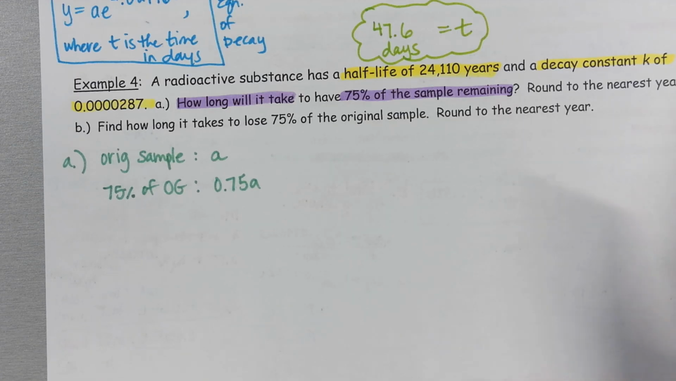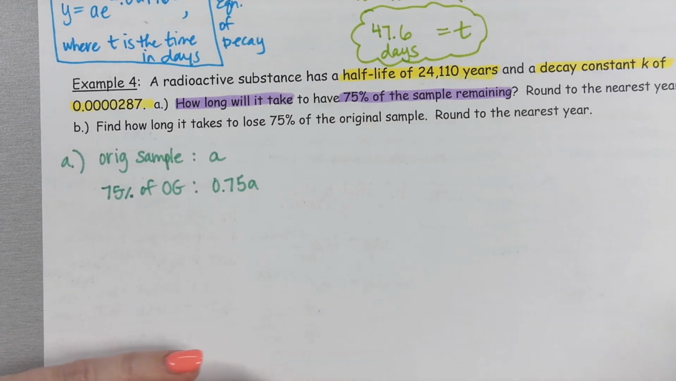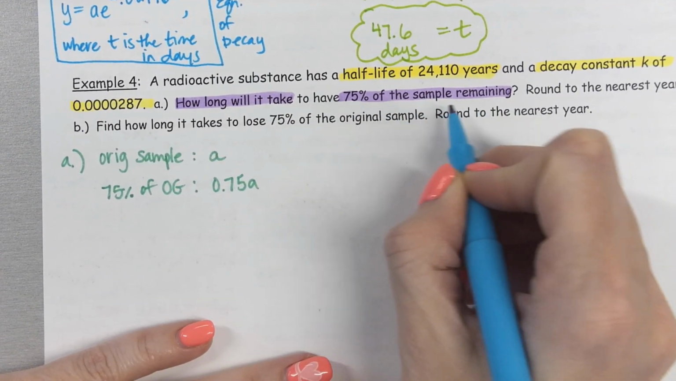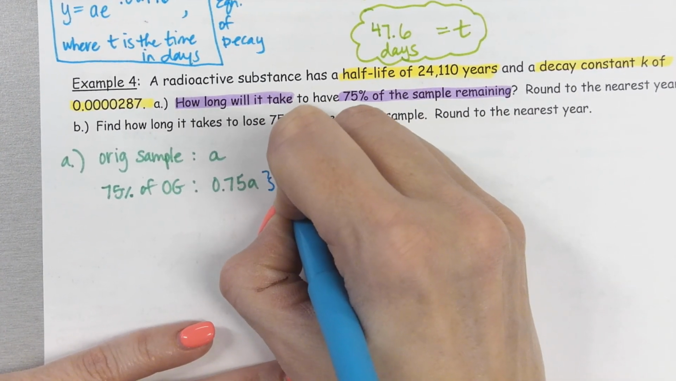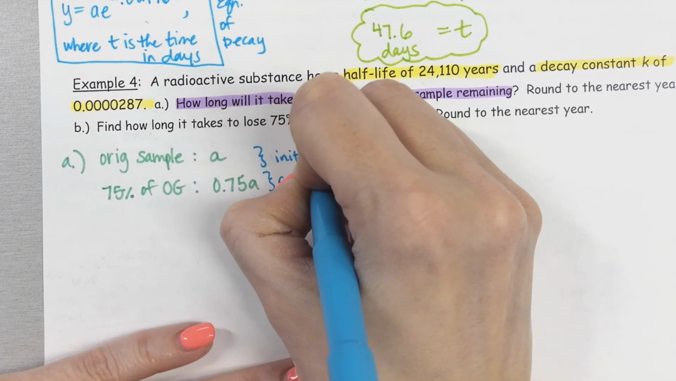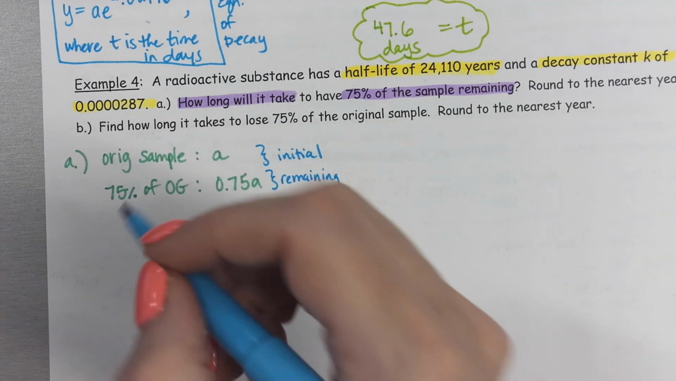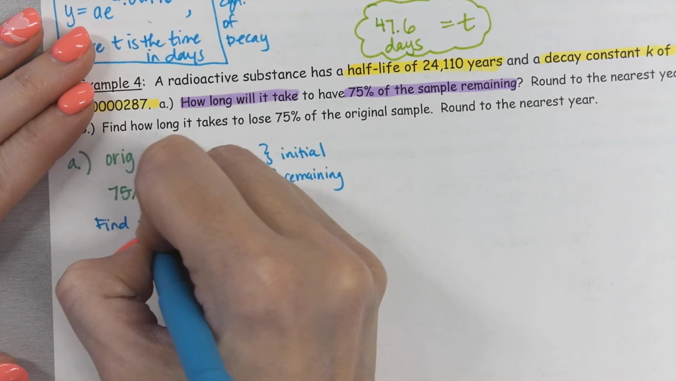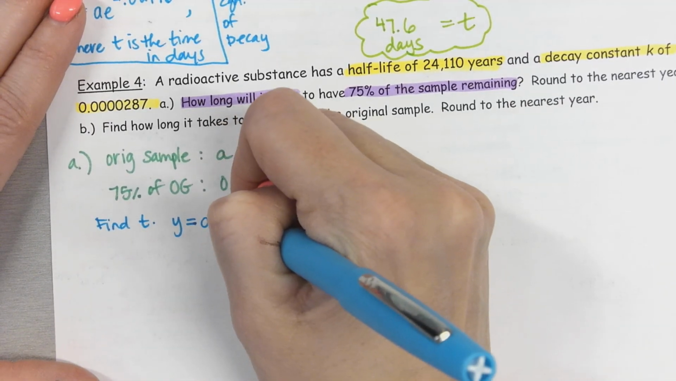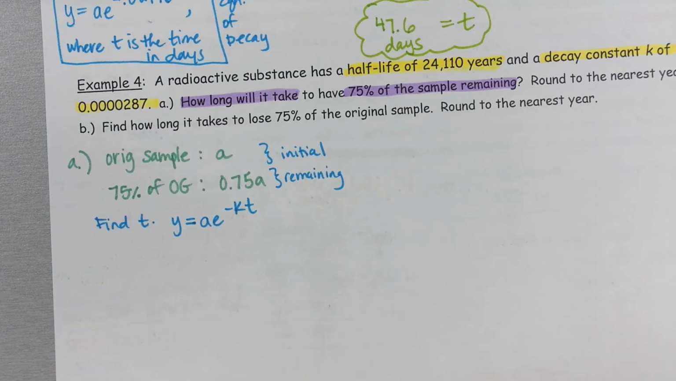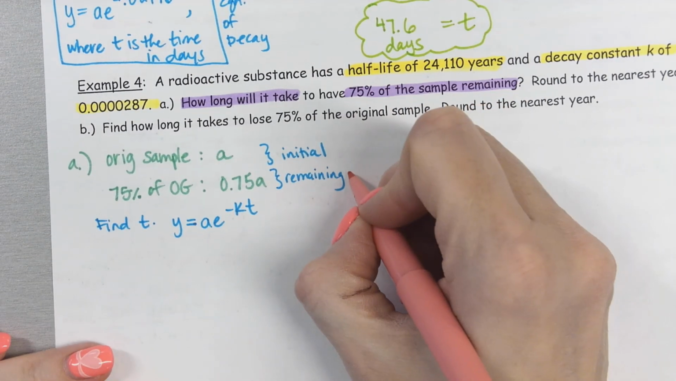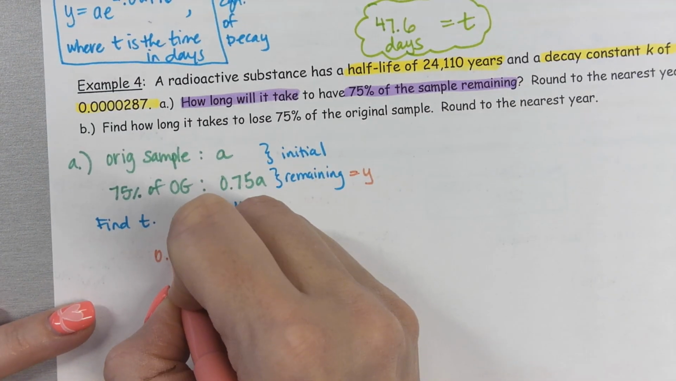We haven't plugged it in yet. We will. Okay, so your original sample, that's your initial value. This is what is going to be remaining. This is initial. And so we're going to plug this in to find t. So we're still going to be using our decay formula. Our y value, our remaining value, is going to be the 0.75a.